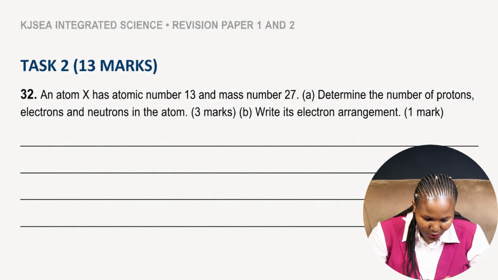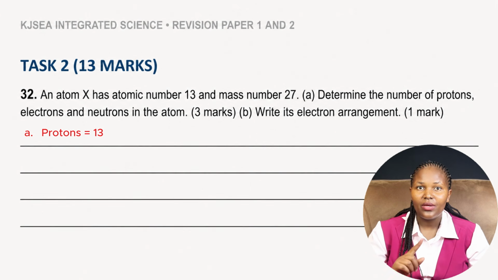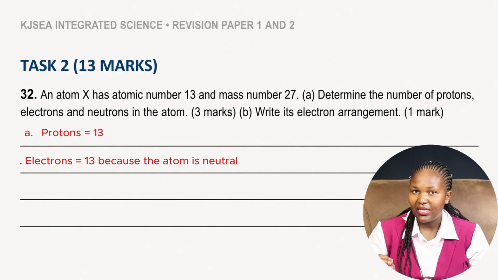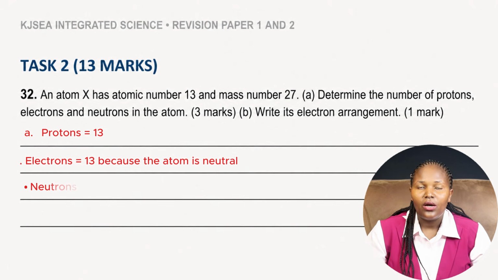We go to 32. An atom X has atomic number 13 and mass number 27. Determine the number of protons, electrons, and neutrons in the atom. So for this question number 32, you are expected to do some calculations. We have protons, they are 13, and then we have electrons, they are 13 because the atom is neutral. Remember that the atom is neutral, so the electrons are 13. So how do we get the neutrons?